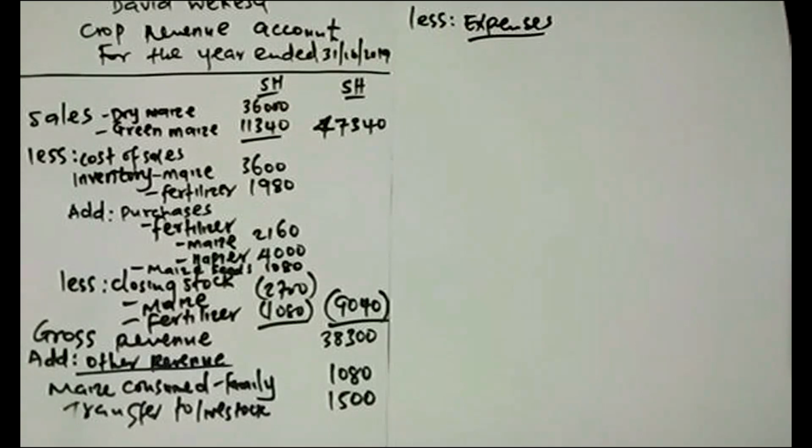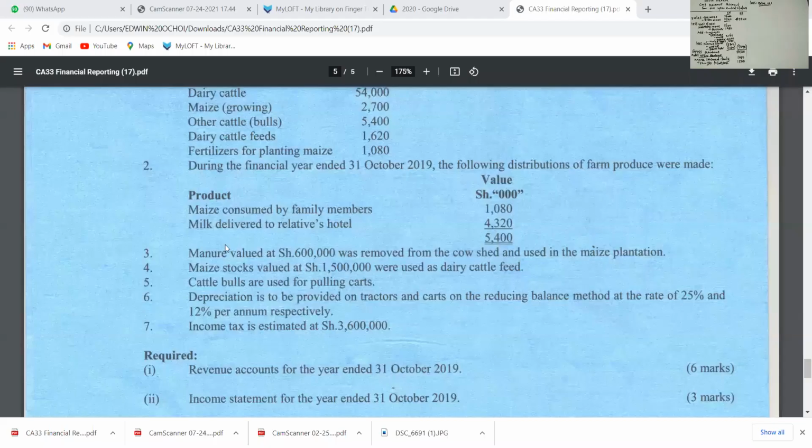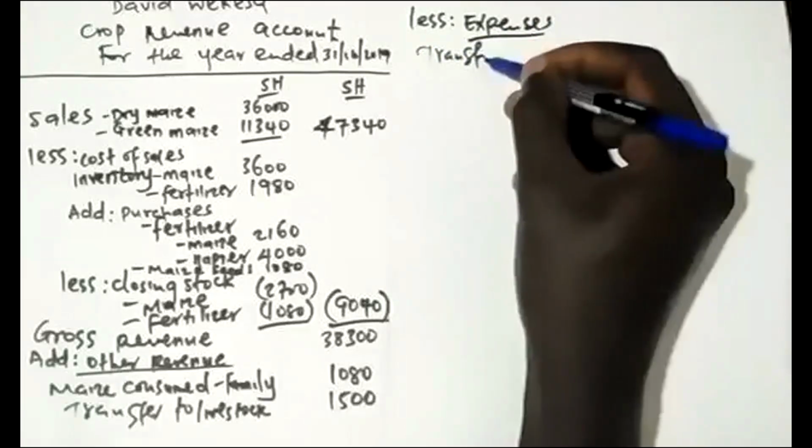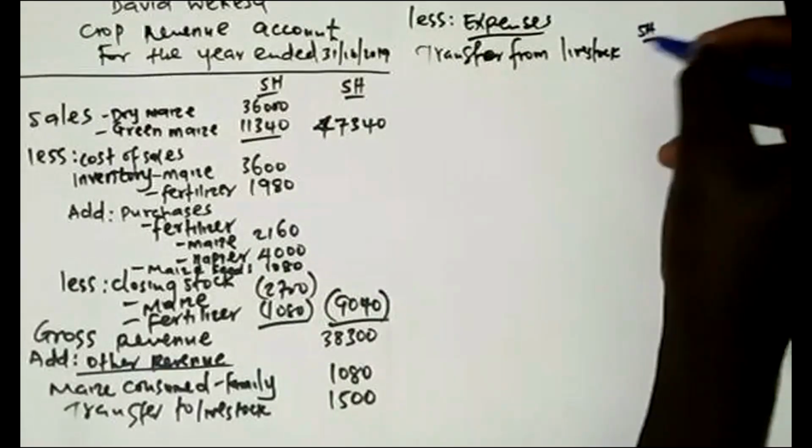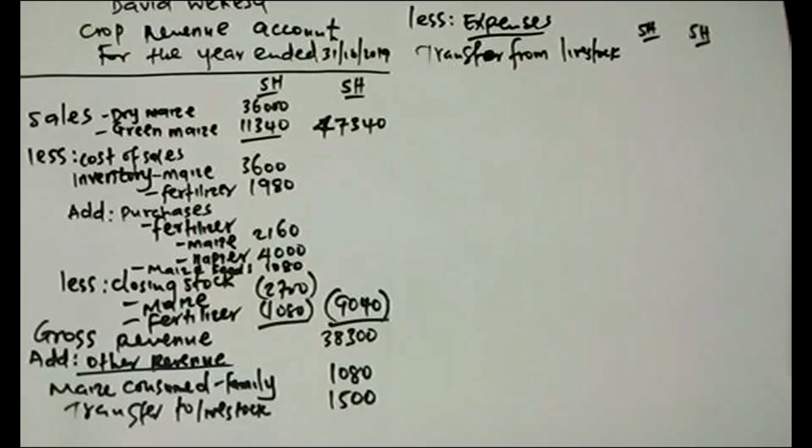So some of the expenses we can check. We can even start from the additional information. So the first expense is all about additional information number 3. Remember, this is crop. Crop was receiving manure. So this manure, which was removed from the cow shed and used in the maize plantation, is a transfer from livestock. So that is the first expense I can recognize there under the additional information. So here I have shillings. The transfer from livestock was 600.